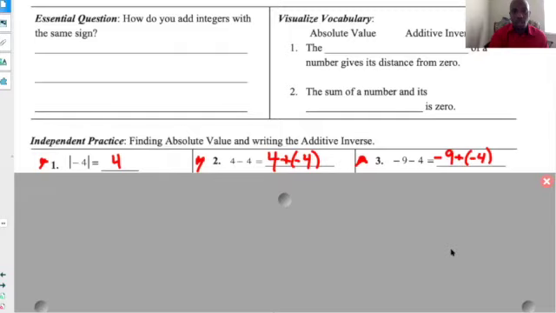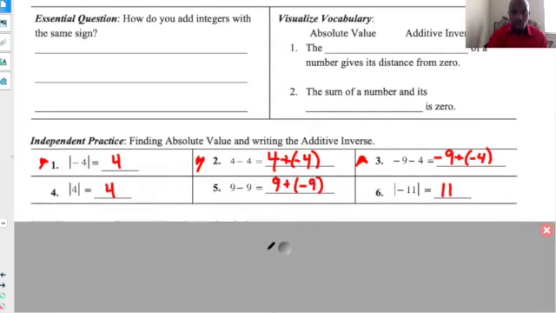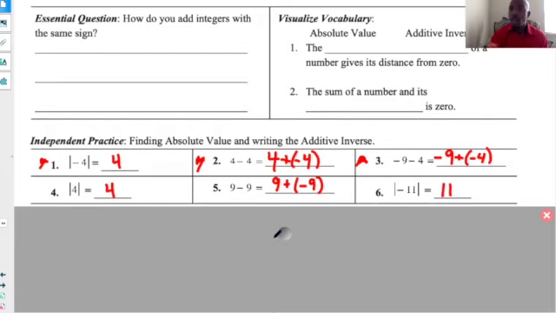All right, so I hope you took a second to see if you could solve those. Let's look at what the answers should have been. For number 4, the absolute value of 4 is 4. Absolute value will always be a positive number, by the way. Then we have 9 minus 9, which is 9 plus a -9. And finally for number 6, the absolute value of -11 is a positive 11. Once again, absolute value will always be positive. It's never going to be negative, okay?